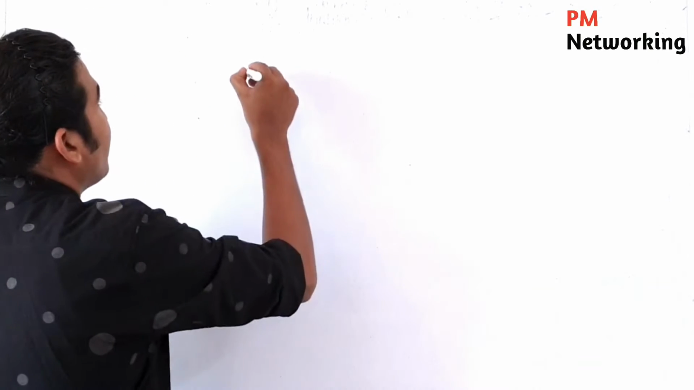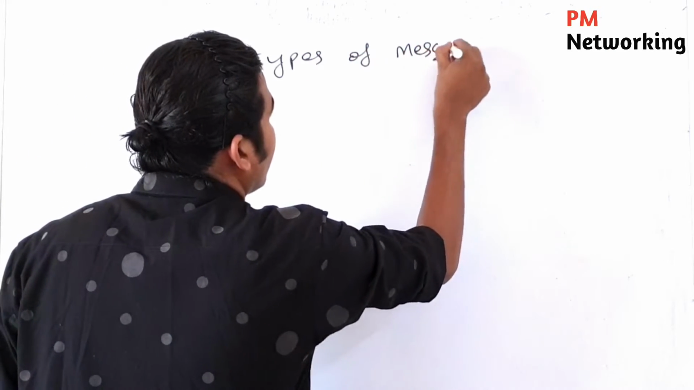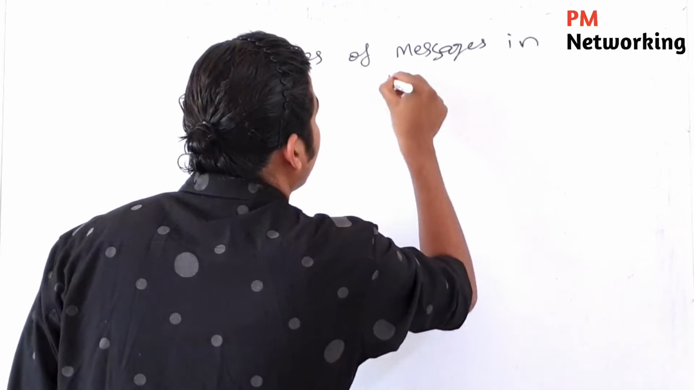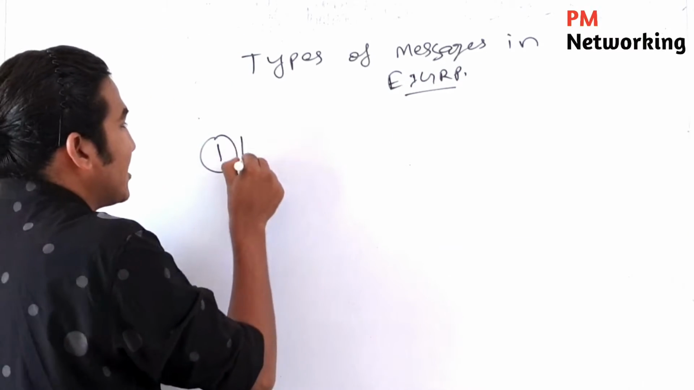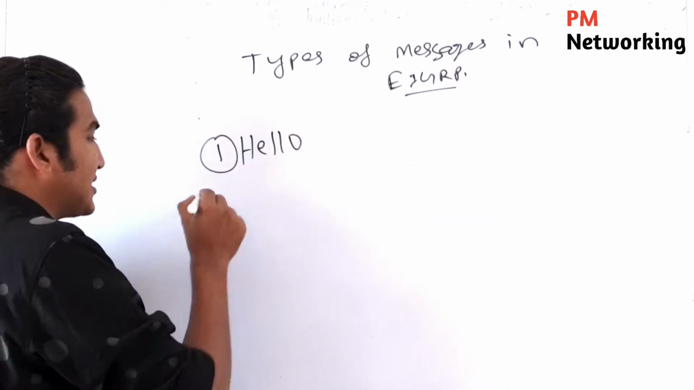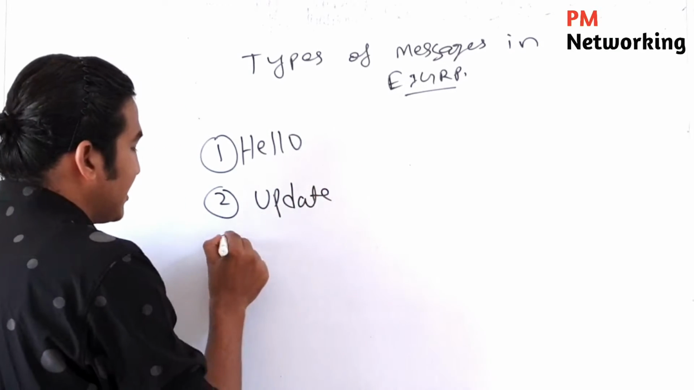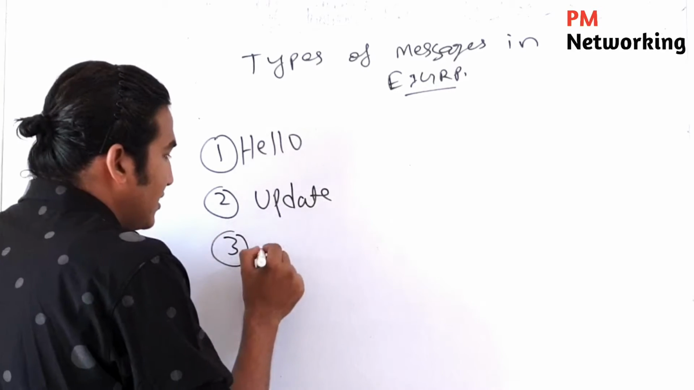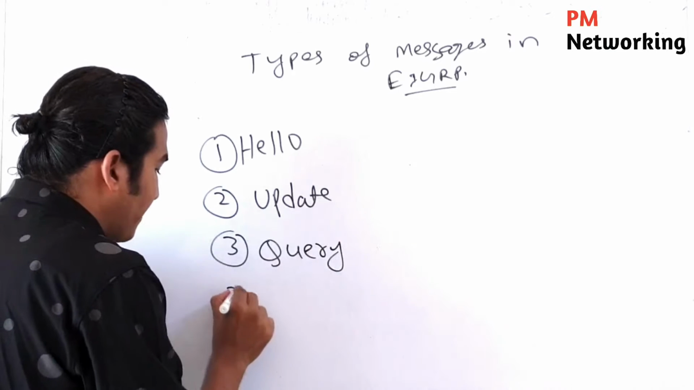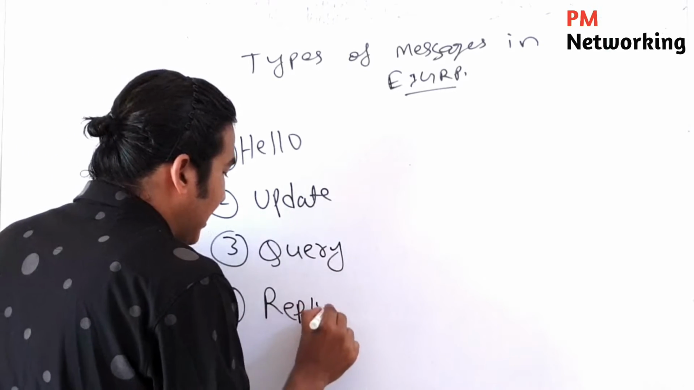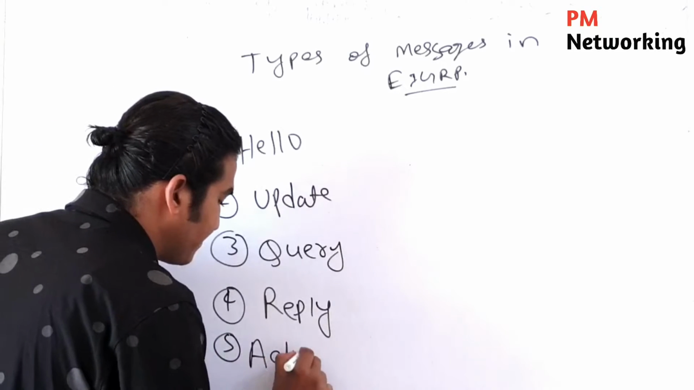So types of messages in EIGRP, right? First type of message is hello message. Second type of message is update message. Third type of message is query message. Fourth type of message is reply message, and last one, fifth type of message is acknowledgement message.